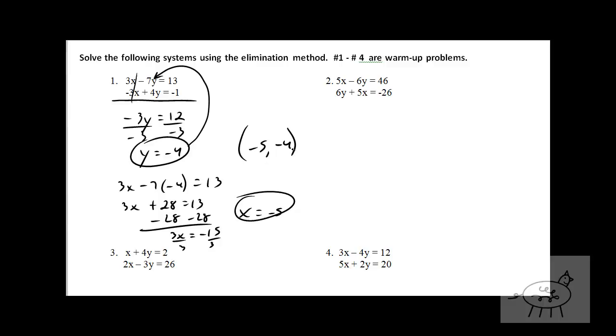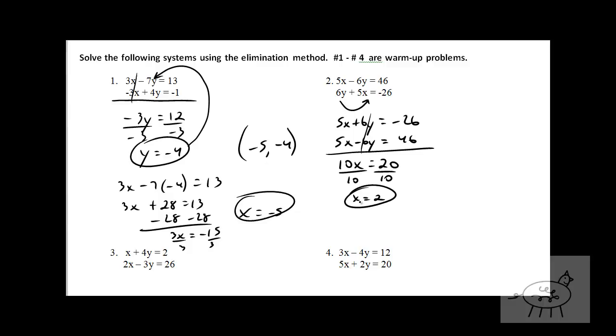The next one, the first thing you have to do here, as we talked about, is make sure it's in the correct order. And this one's not in the correct order. The x's need to line up and the y's need to line up. The first one's in good shape here. You don't need to add and subtract because they're already on the correct side. I'm just going to move the 6y over. So I wound up getting 5x plus 6y equals negative 26, and then 5x minus 6y equals 46. The nice thing about this is the 6y just cancels, and 5x plus 5x is 10x. Negative 26 plus 46 is 20. And then we divide by 10, x equals 2.